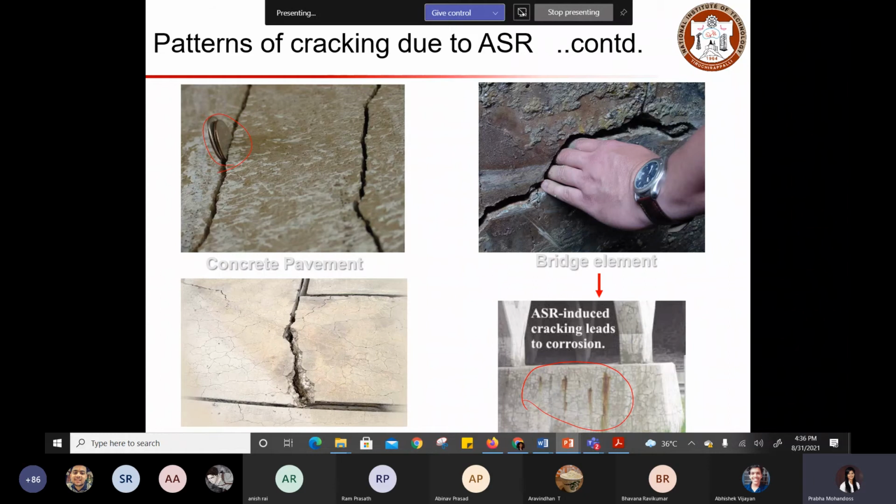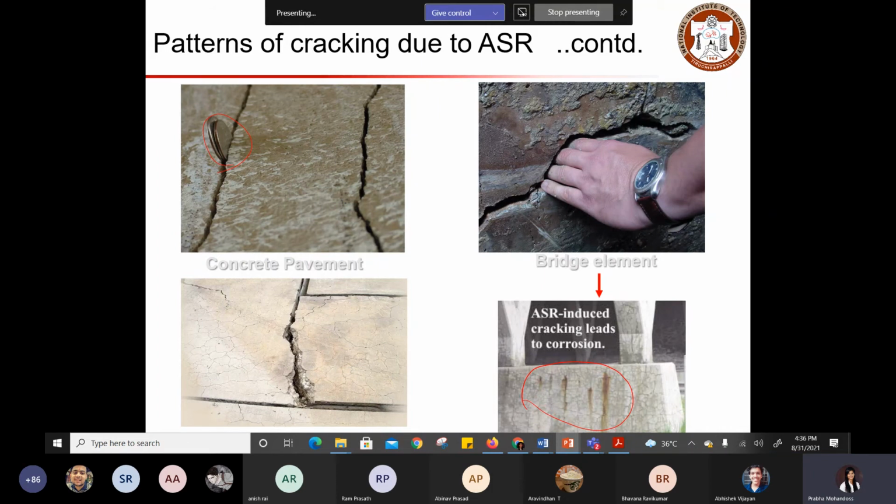And as it grows, the crack gets wider. You can see the thickness of cracks here, ranging from some millimeters to centimeters. So this is what we typically call an ASR induced crack.